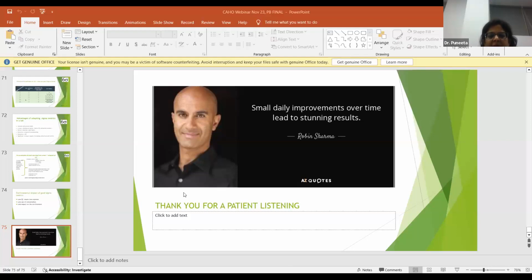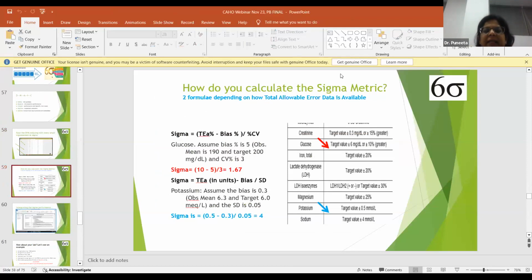Six Sigma matrix. Yeah, I told you, Six Sigma is like this. This is the sigma calculation. Here, we're looking at a total error which was given for glucose. 10% is your total allowable error. In the first example, we have taken total error in percentage, we're using percentages. Now, observed mean was 190 and the target is 200.